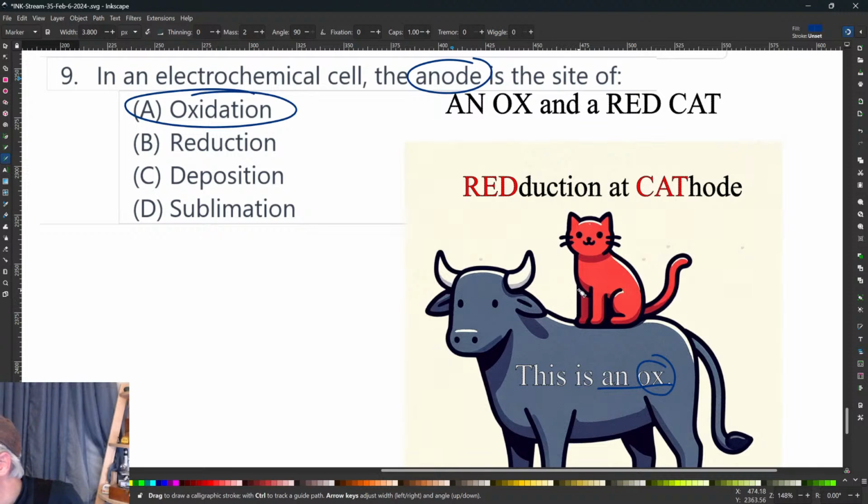CRP, cathode reduction positive. And no, it's not bad. It's not a bad way to remember it. I haven't seen that before.